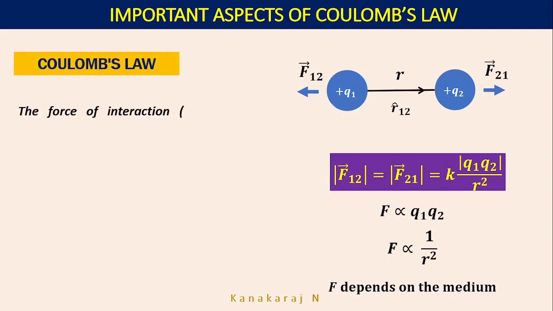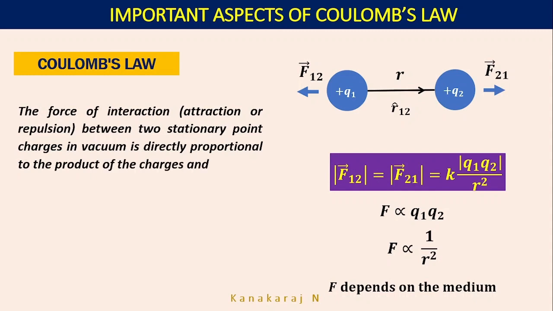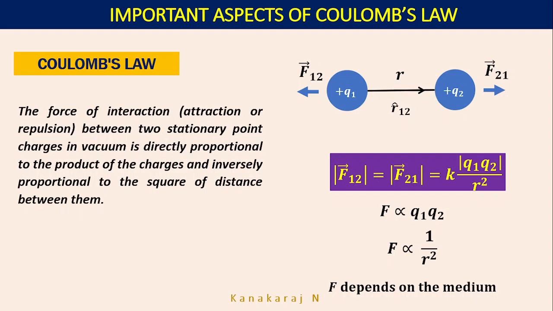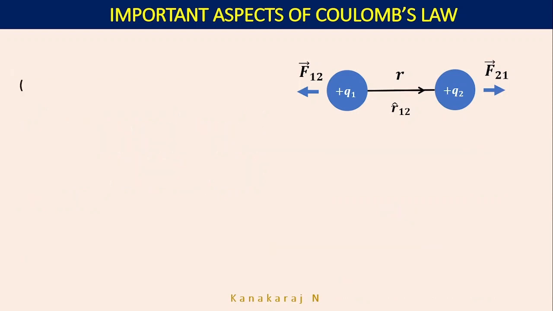The force of interaction, that is attraction or repulsion between two stationary point charges in vacuum, is directly proportional to the product of the charges and inversely proportional to the square of the distance between them. Mathematically, F equals K Q1 Q2 divided by R square. Let us go with the first aspect of Coulomb's law.